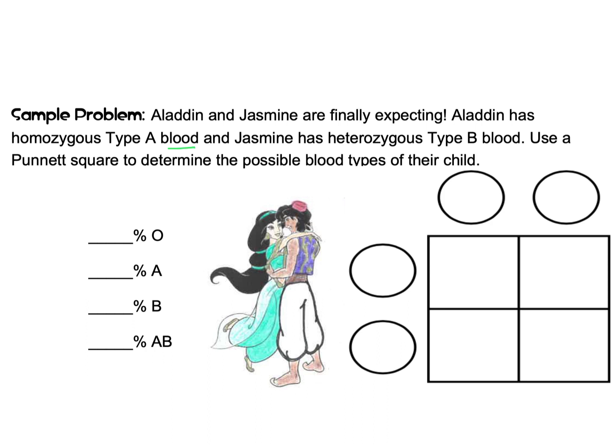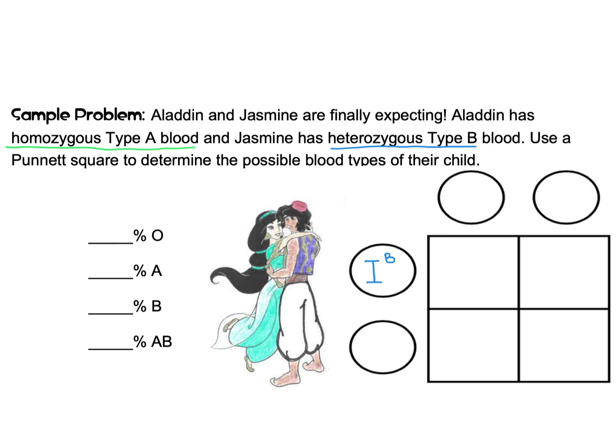Okay, we have homozygous type A. And then Jasmine has heterozygous type B blood. So then we're going to use the Punnett square like we have been to determine the possible blood types of their child. So heterozygous, remember we're going to have the two different alleles, but it's type B.